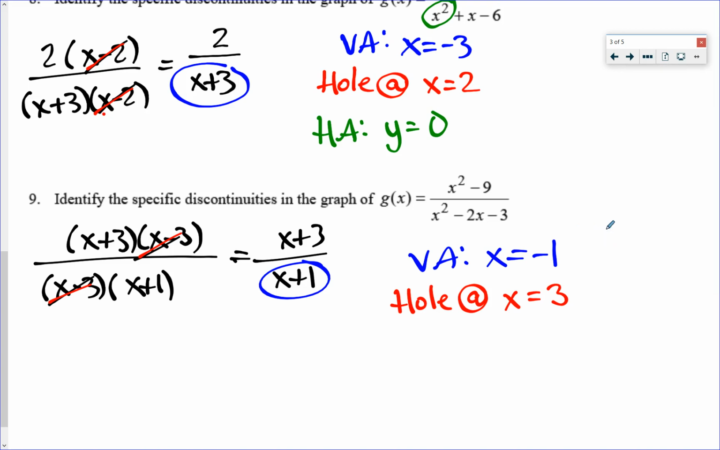All right, last but not least, our horizontal asymptote. We're going to look to see who has the biggest power in our function, and it looks like they are sharing. They both have an x squared. So we're going to do their leading coefficients. They both have a 1, so 1 over 1 leaves me with just 1.